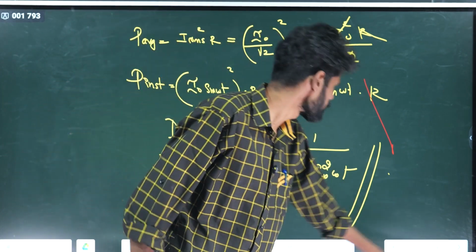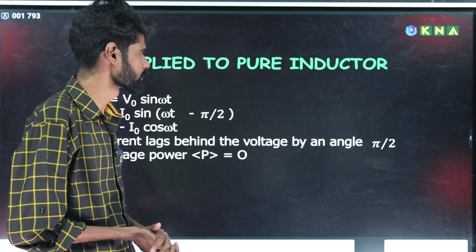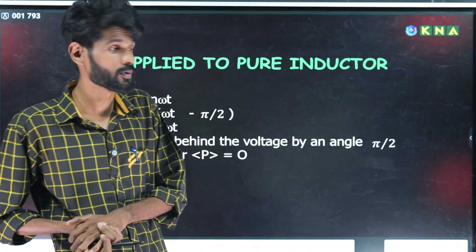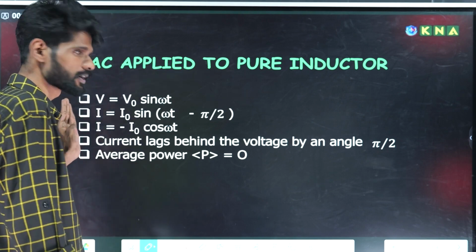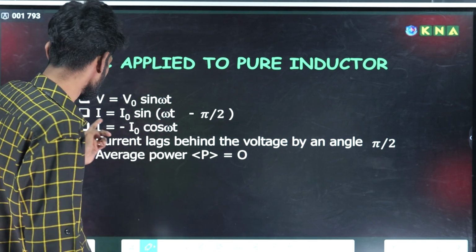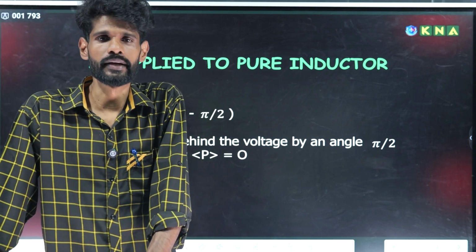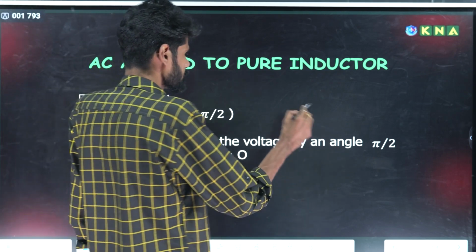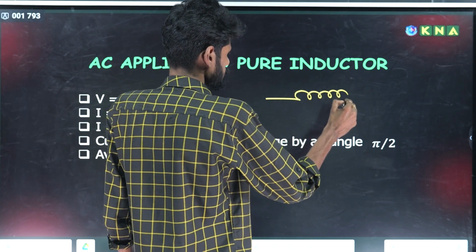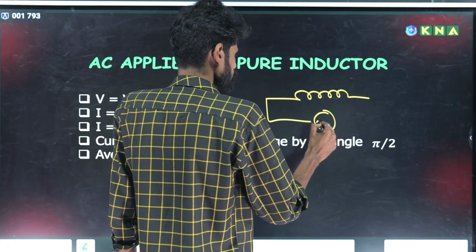So move to the next one, that is AC supplied to a pure inductive circuit, a pure inductor. So voltage V is equal to V naught sin omega t, and the current I is equal to I naught sin(omega t minus pi by 2). This is for a pure inductive circuit that is connected with an alternating source.